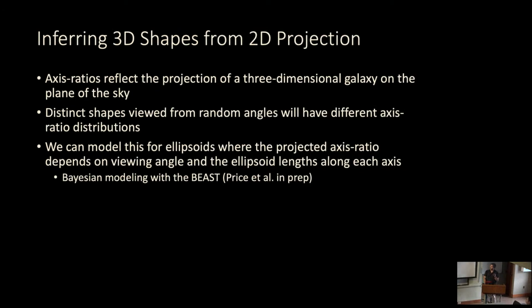So I'm going to talk a little bit about actually inferring the true 3D shapes from these 2D projections. The axis ratio is just reflecting what the 3D shape looks like projected onto the sky. If you have different shaped galaxies and you view them from random angles, they're going to have their own unique axis ratio distribution. And so we can model this to come to stronger constraints about what fraction of types of galaxies might make up the observed distribution we see.